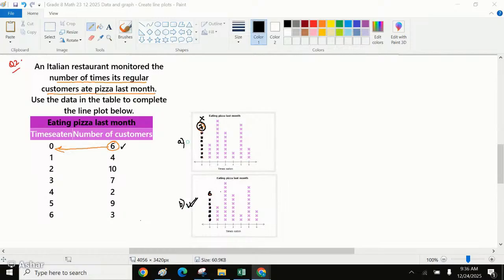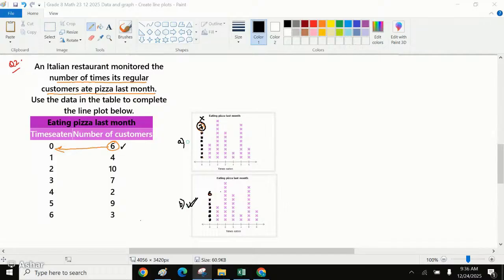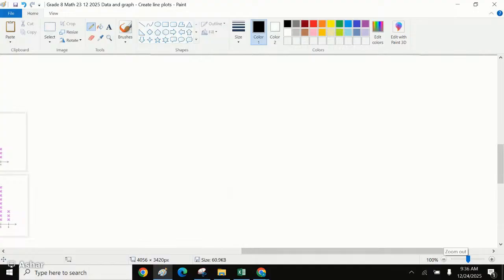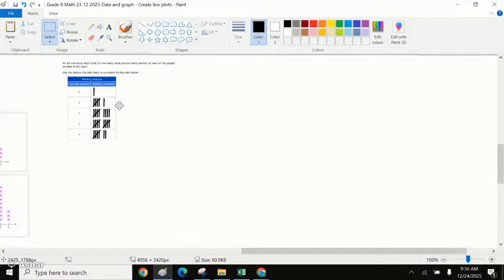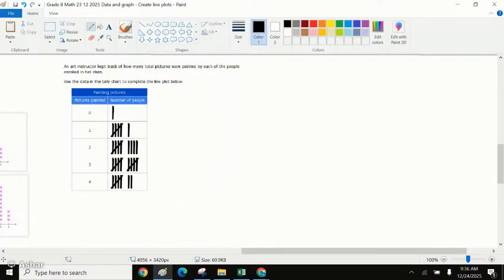Okay, let's try the next question. The next question says, an art instructor. I think we did a similar question already. That means it would be easier for us. Okay, let's copy this. Question number 3 states that an art instructor kept track of how many total pictures were painted by each. We did a similar question.